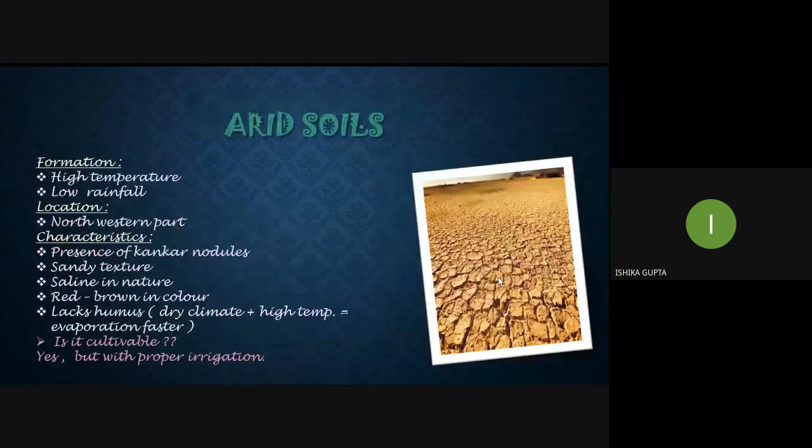Next is arid soil, and it requires high temperature and low rainfall, and it can be found in the northwestern part of our country. Characteristics are there are kankar nodules present in it, and it's sandy in texture, saline in nature, red to brown in color, and it lacks humus because of dry climate and high temperature. Evaporation occurs faster, and that's why it lacks humus. And yes, it's cultivable, but with proper irrigation.